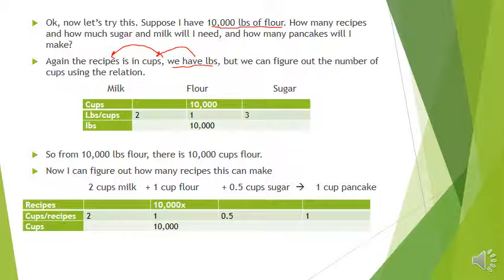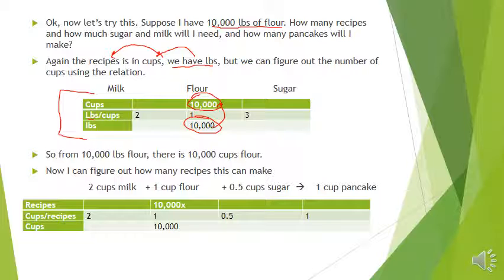All right, so the first thing we'll do is use the pounds per cup relationship. So I have 10,000 pounds of flour. Okay, every cup weighs 1 pound. So I divide that by 1 pound per cup. And so that means I have 10,000 cups of flour.